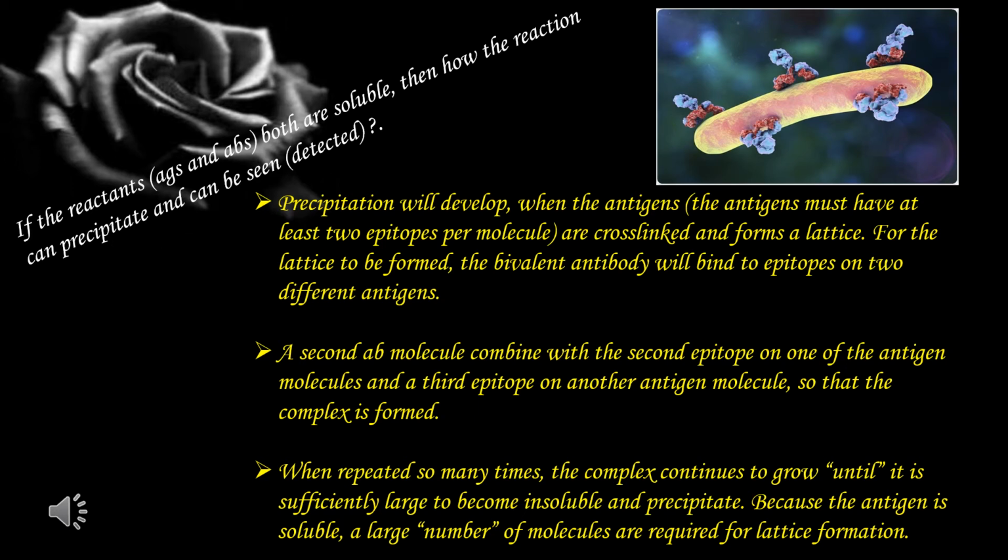So until it becomes sufficiently large to make it insoluble, and thereby no more antigens can bind to it. This is the result of a precipitate. Because the antigen is soluble, a number of molecules are required for lattice formation. This is why the reactants, that is the antigen and antibody, should both be soluble. Then the reaction can precipitate, and it can be seen through our naked eye, that is the formation of lattice.